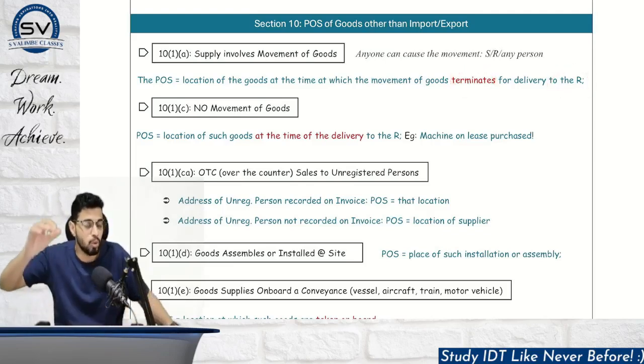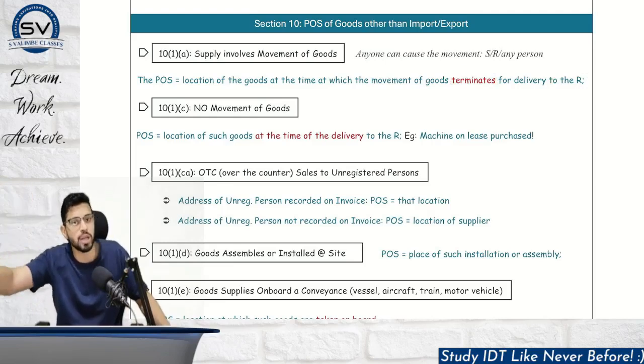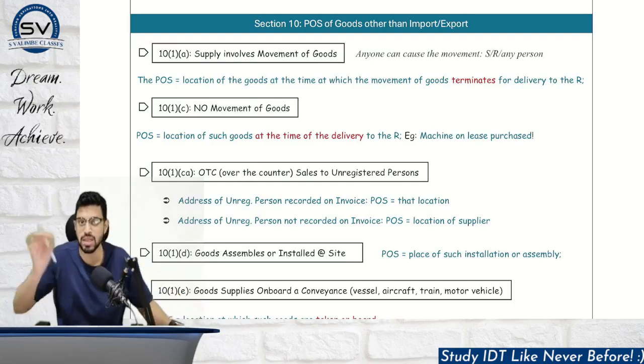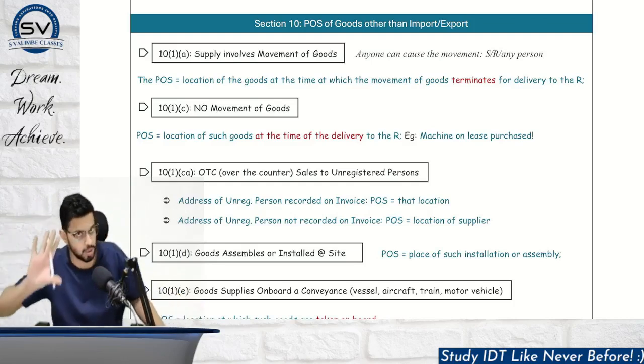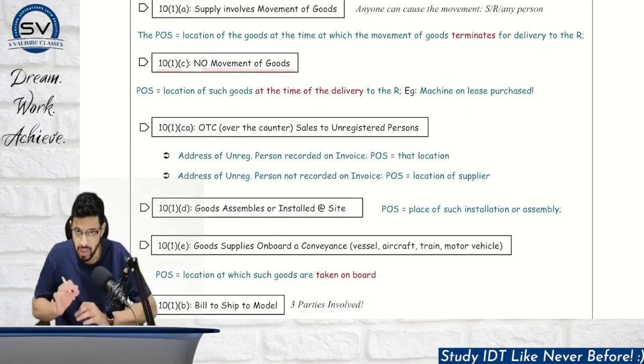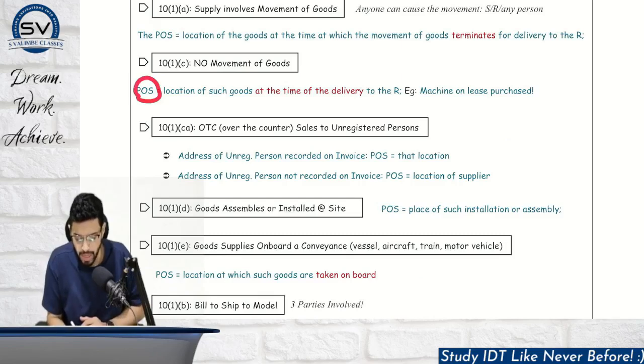So if goods are moved from Delhi to Mumbai, then Maharashtra will be the place of supply. Short breaks are not considered as termination. This termination is the full and final termination of the movement of goods. B we will cover later. 10(1)(c), no movement of goods. If there is no movement of goods involved, then place of supply shall be the location of goods at the time of delivery to the recipient.